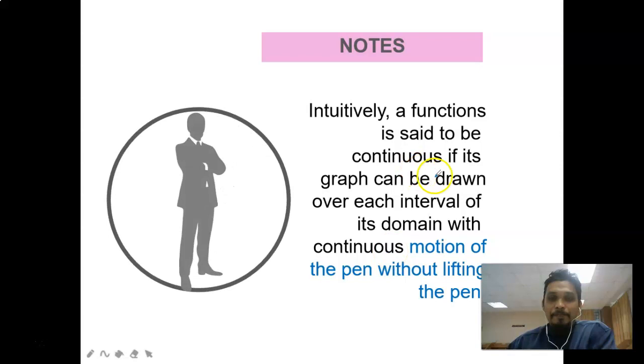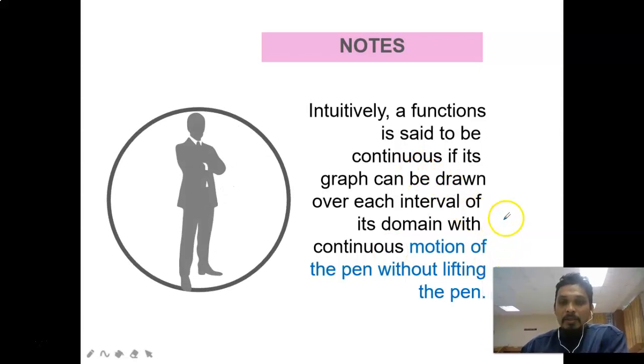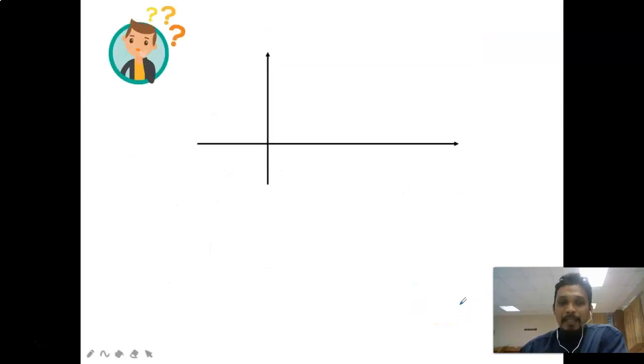Okay, so the key idea for this subtopic: intuitively, a function is said to be continuous if its graph can be drawn over each interval of its domain with continuous motion of the pen, without lifting the pen. Okay. So the first one here, let's say from the beginning until the end here.